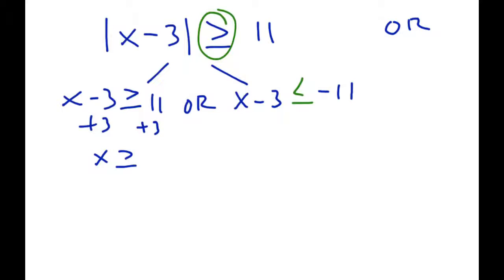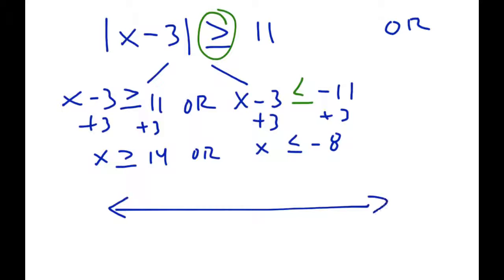Inverse operations, add 3 to both sides. X is greater than or equal to 14, or add 3 to both sides. X is less than or equal to negative 8. If I were graphing that, there's 14, negative 8 about there. Greater than or equal to 14, a dot because there's an equal to part, going to the right because it's greater than. And less than or equal to negative 8, a dot going to the left because it's less than or equal to.